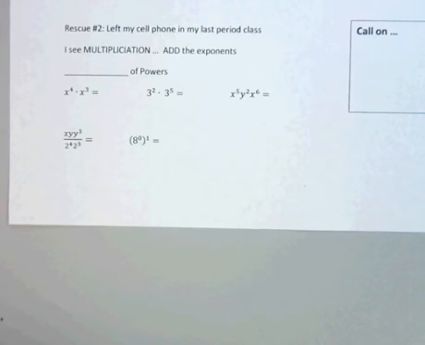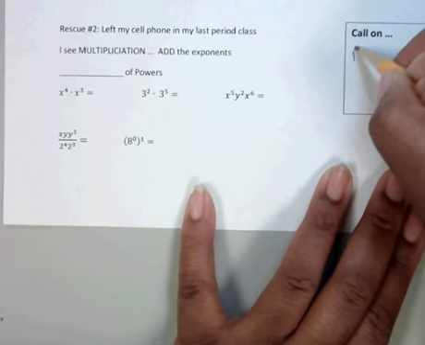I left my cell phone in my last period class. And for some of us, that's pretty bad because we know we'll get killed by our parents or our guardians if we lose that phone. So it's not as dangerous as us all falling off the cliff and being kidnapped, but we gotta get this phone. So we call on P-Man.